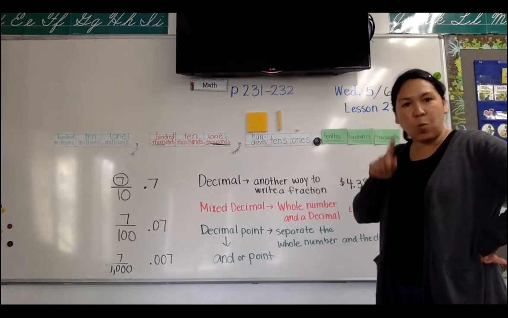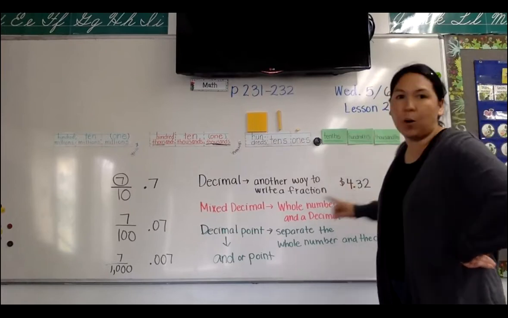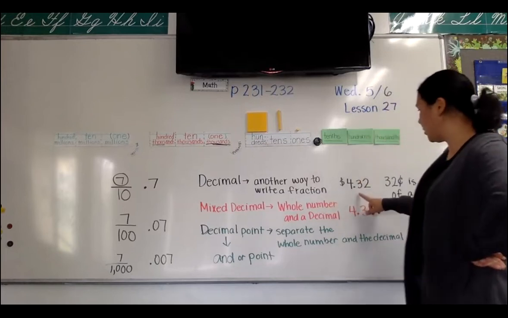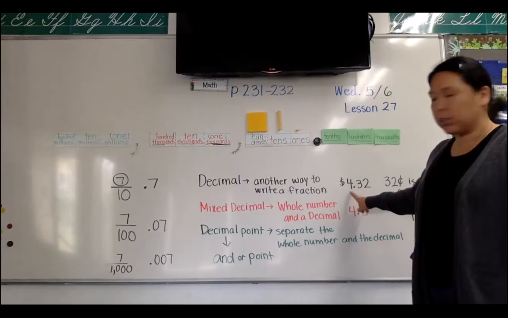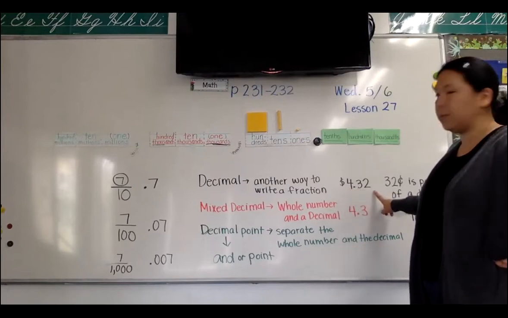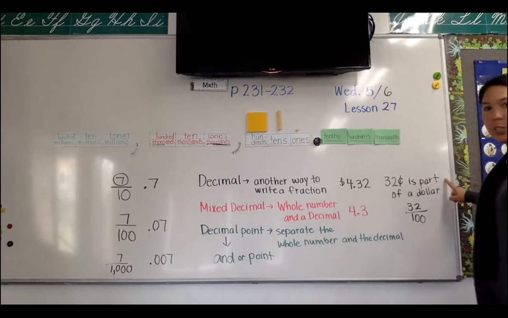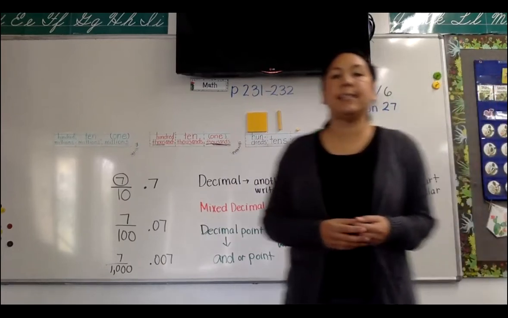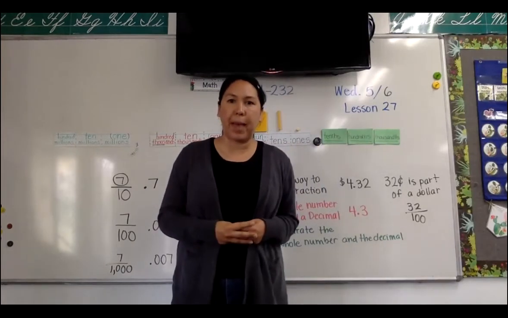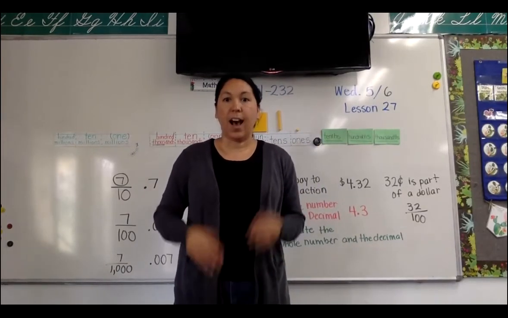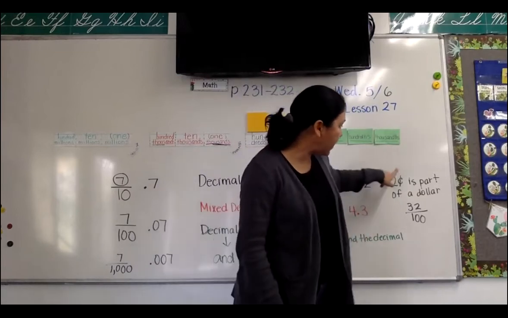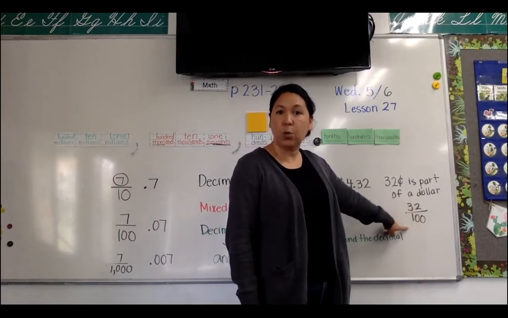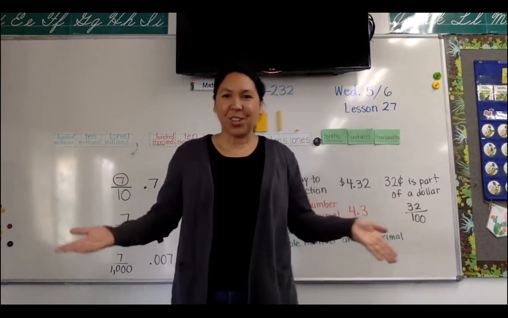Decimals are a way to write a fraction without the actual line and the number underneath it. So look at this, it's kind of interesting. So we've got here a dollar sign, right? $4.32. Well, 32 cents is part of a dollar, right? How many cents does it take to make a dollar? How many pennies do I need to make a dollar? 100, right? So 32 cents is the same thing as 32 over 100, 32 hundredths, okay? That's all a decimal is.